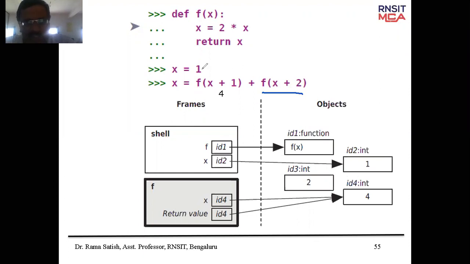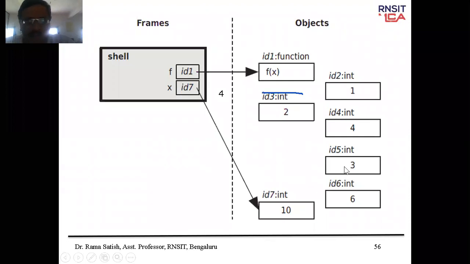Now x is 4, x is 1. The local variable x is 1. 1 plus 2 is 3. So 3 is being passed to the function. Now you see 3 is passed to the function, and 3 into 3 is 6, and this 6 is written.